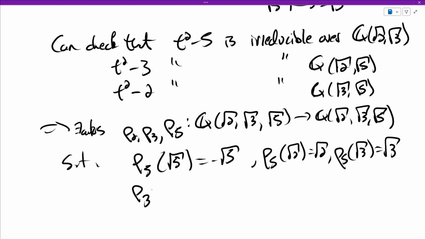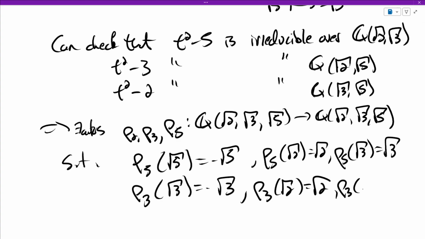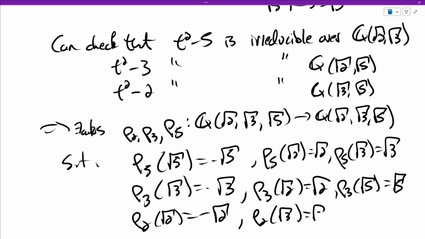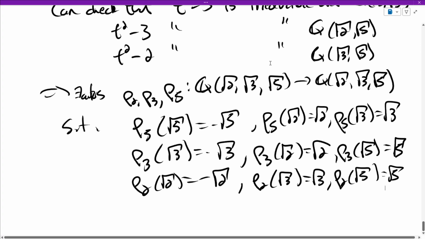And rho 3 that sends root 3 to negative root 3 and fixes the other two. It's probably a better way of presenting this, but this is the way I've chosen. And rho 2 that negates root 2 and then fixes the other two. Okay, so these are 3 separate automorphisms.